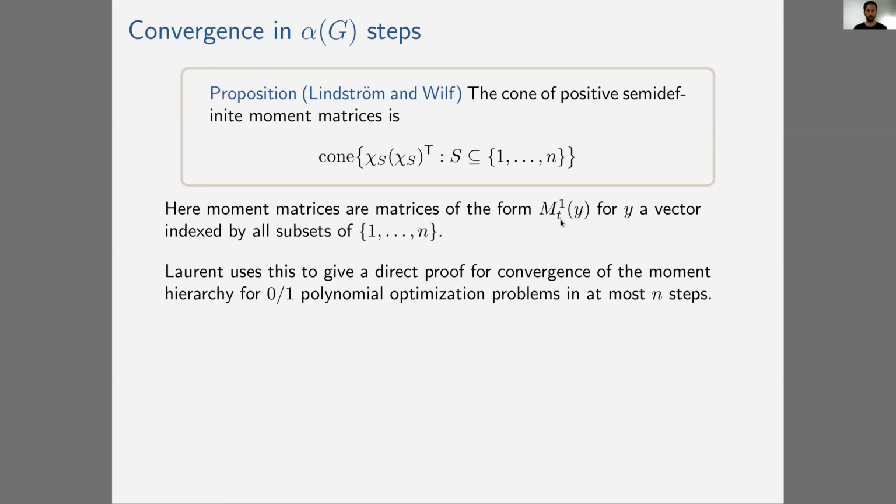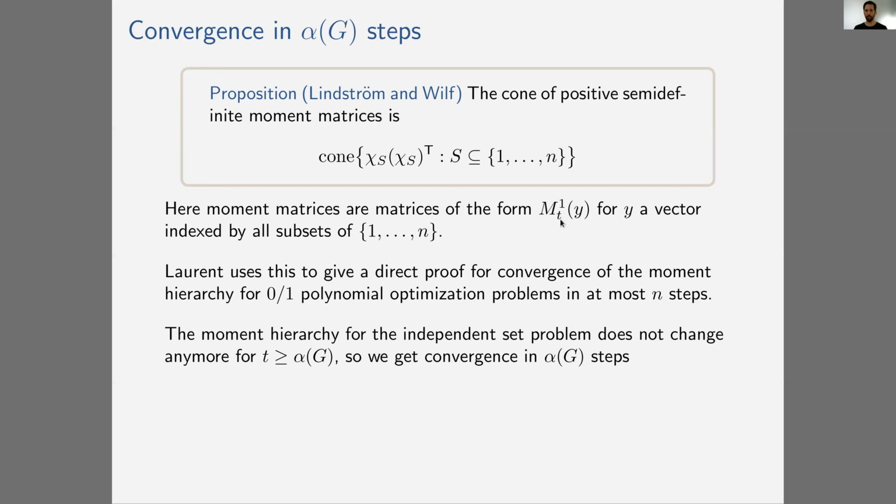And Laurent uses this to give a direct proof for convergence of this moment hierarchy for 0-1 polynomial optimization problems in at most n steps. So we don't need these asymptotic convergence results we saw yesterday and the day before, but actually you can give a direct proof that you get convergence.